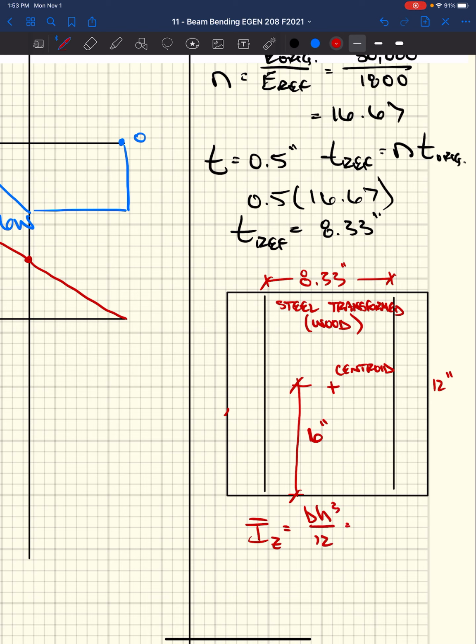B, well, I think each one of these is 3 inches. So it'd be 14.33 inches times 12 cubed, that's the height, divided by 12. So we get a moment of inertia now equal to 20.64 inches to the fourth. Quite a bit easier than our T section that we transformed before.